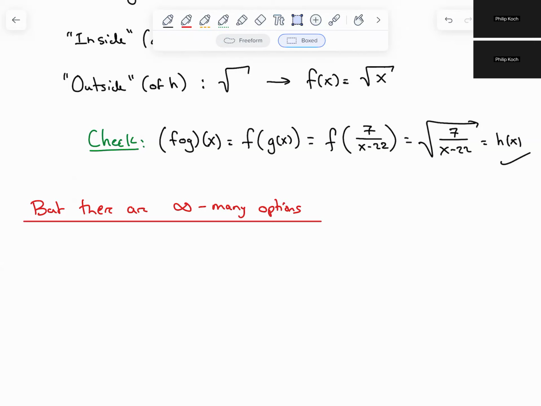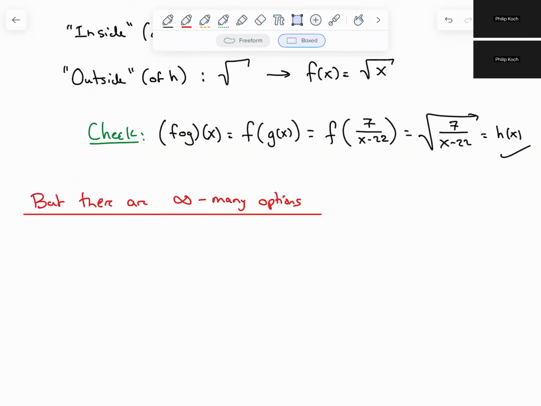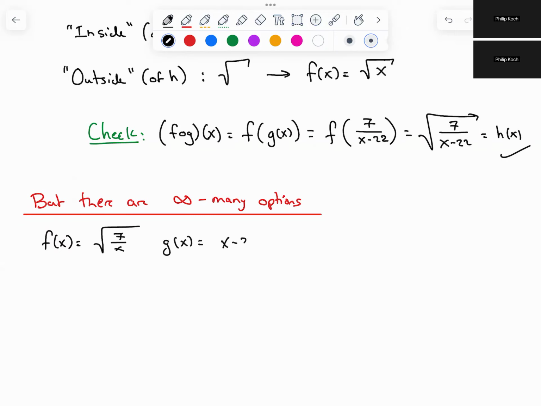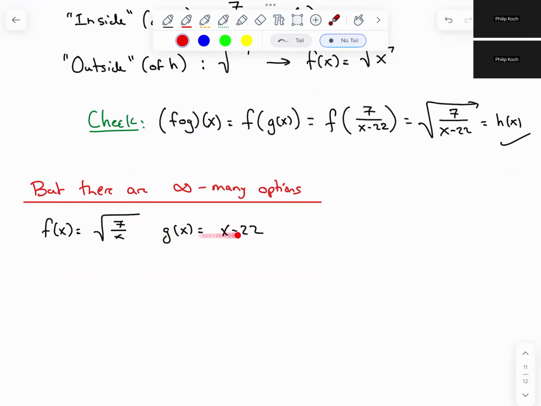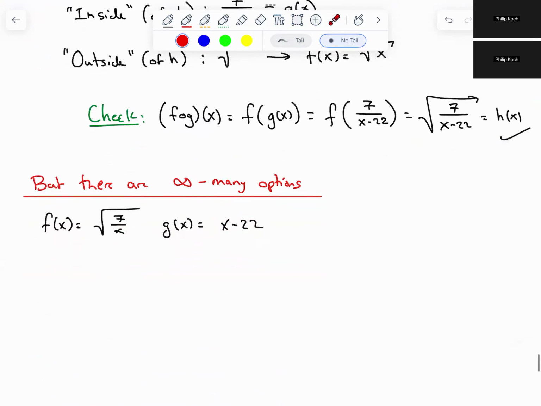But there are infinitely many options. You can check these on your own time. Another option would be f of x equals the square root of 7 over x, and g of x equals x minus 22. You could think of it as the truly inside of the inside of that function. The truest inside is that x minus 22. And so all I need to do is replace the x with the x minus 22. I'm all good. That's one such option.